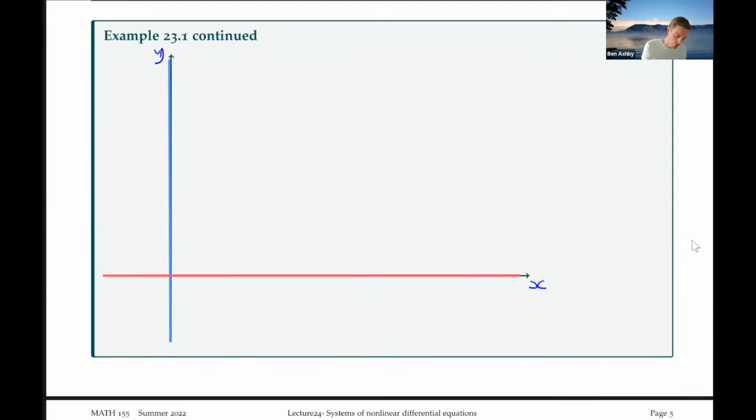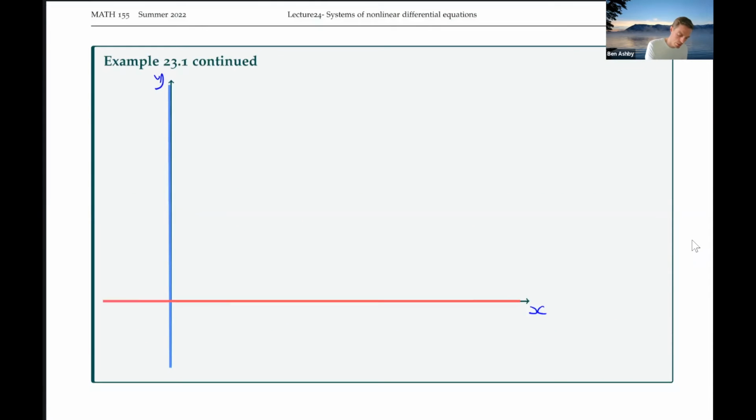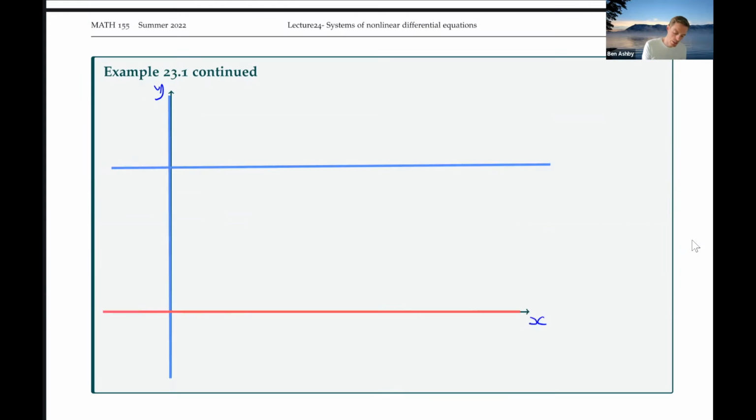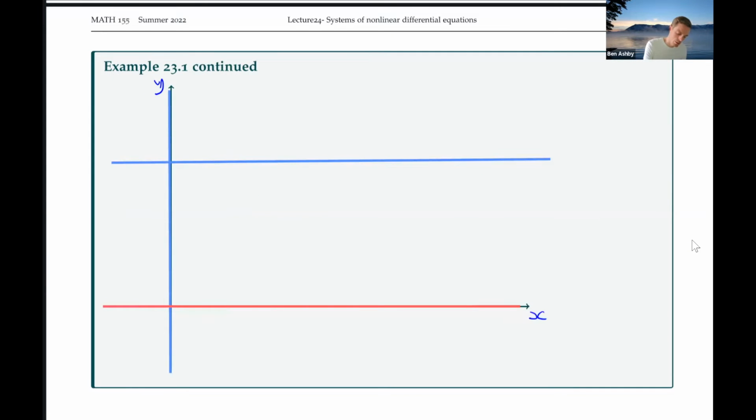So y is equal to a quarter. We're going to have another blue line, so let's put this here. It's nice and straight, horizontal lines or vertical lines, which is nice and easy. And then we've got a y nullcline at x is equal to 1. So let's put that here in the right color. Okay, so first of all, where are the equilibria? Well, they're going to be at the intersection of the blue and red lines. So there are 2 in this case.